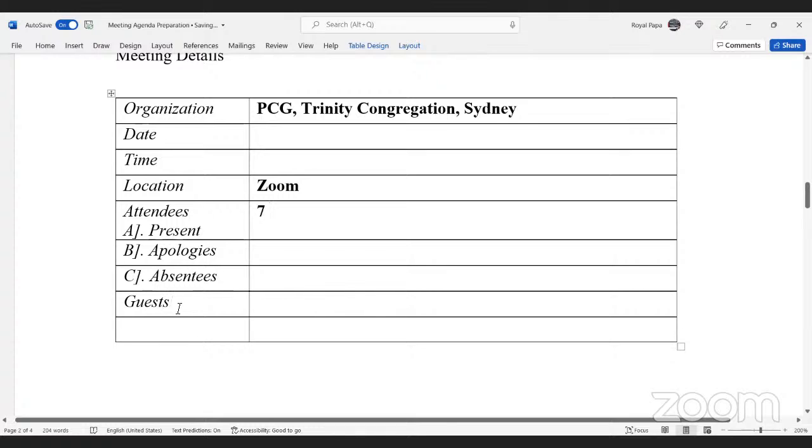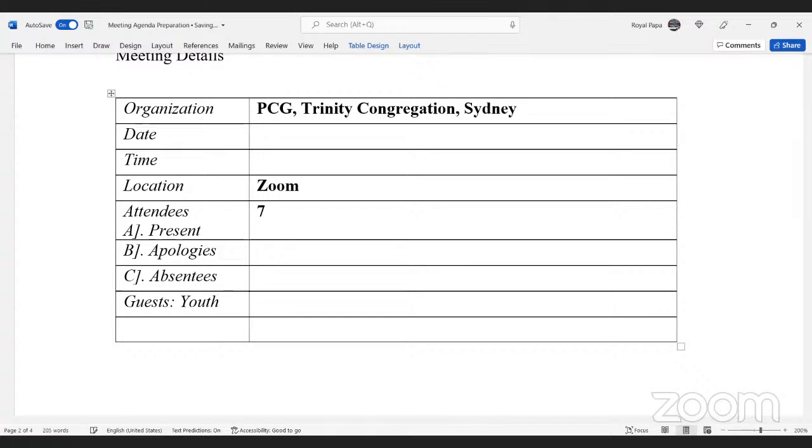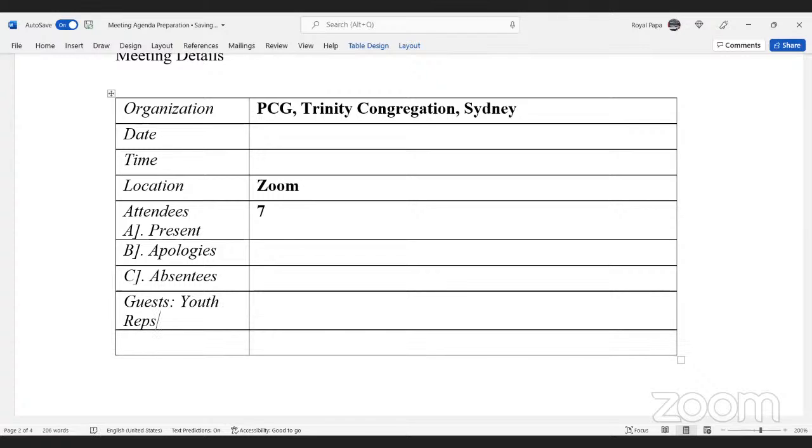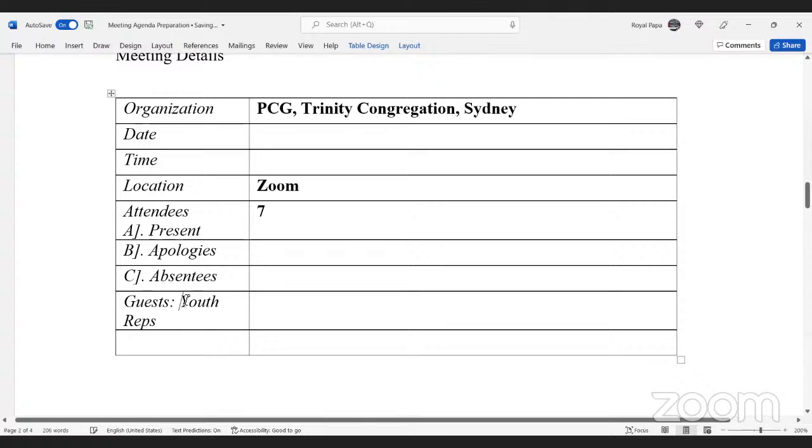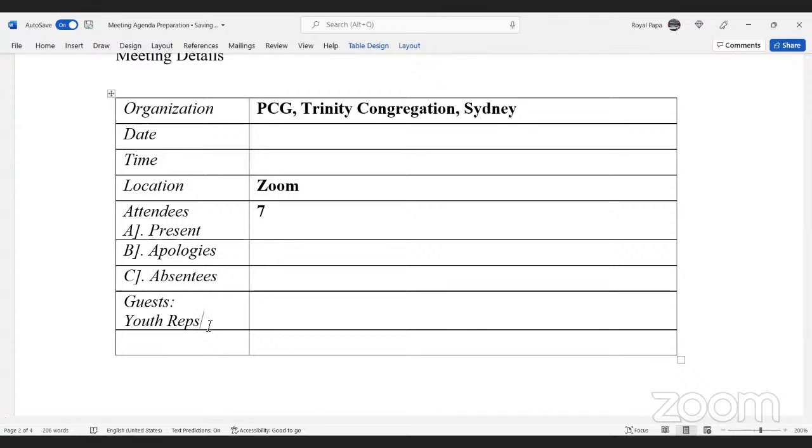And if that day you got some guests, please note it, that today we have invited the youth. We have invited the youth reps, or a school of ministry class reps, to make a presentation. So when you write youth reps, please write their names. It's so important. Once you have this and you put this out, anybody reading it knows that this person is brilliant. This person is orderly. All right? Okay, that is fine.